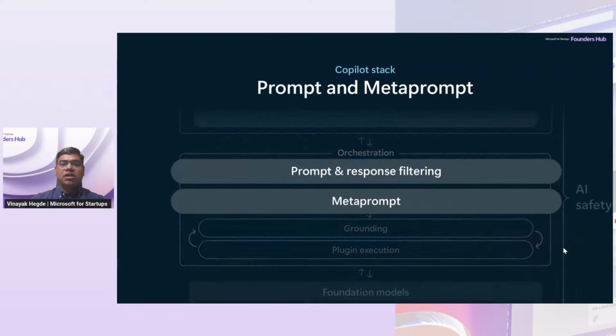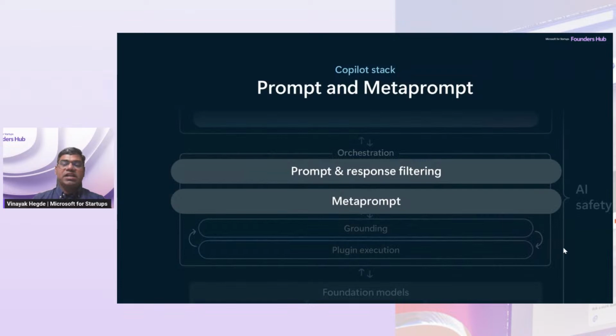So let's focus on the prompt and response filtering meta prompt. So what is a meta prompt? A meta prompt is a prompt that can be used to initiate a conversation with a chatbot or any other kind of AI powered tool. It is different from the AI prompt because it has an implication for every response that comes.